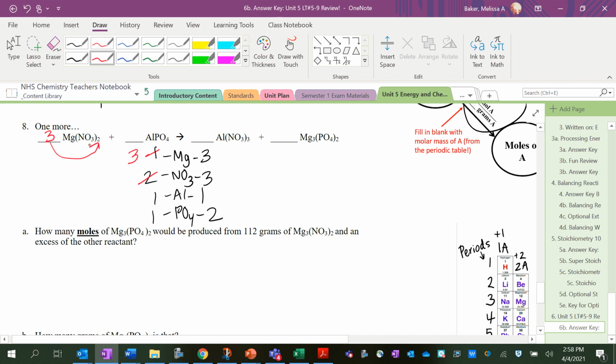Sorry, I can't speak. 3 times 2, that's 6. So now we need a 2 in front of this because 2 times 3 would make 6 nitrates on that side. And that messed up our aluminums. It made it so it's 2. So now going back to the left side, we need a 2 in front of this Al, which actually helps us out because now there's 2 phosphates. So everything is balanced. Okay.